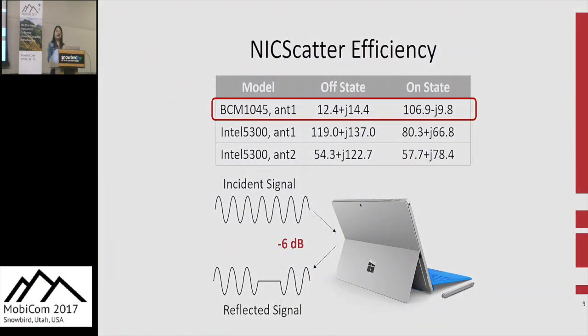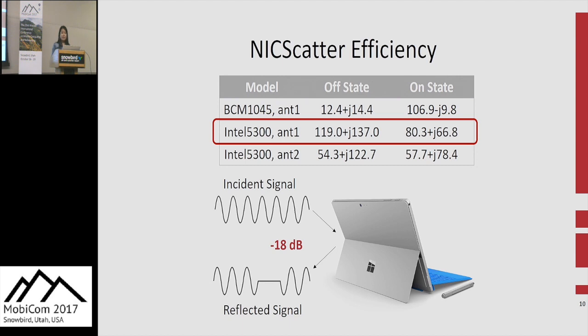Now let's look at the reflection properties of Wi-Fi NICs. On this slide, we show their impedance when in different states. The first example is the Broadcom model. When we turn the NIC from off state to the on state, the real part of the impedance value will jump from about 12 to about 100, while there's no significant change in the imaginary part. By calculation, we can get that it will cause about 6 dB loss during reflection. This number is comparable to some dedicated backscatter tags.